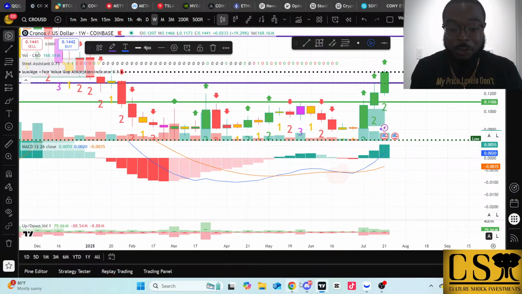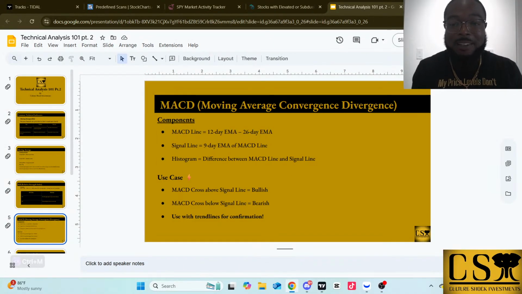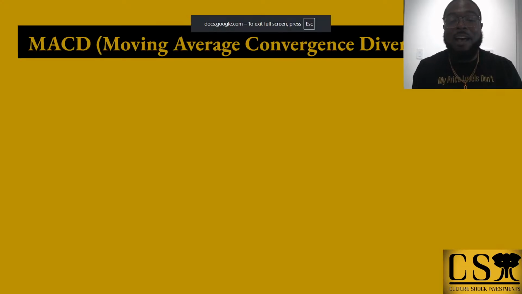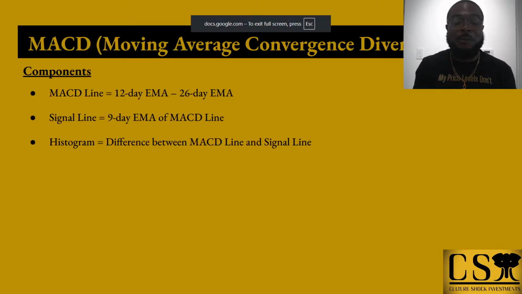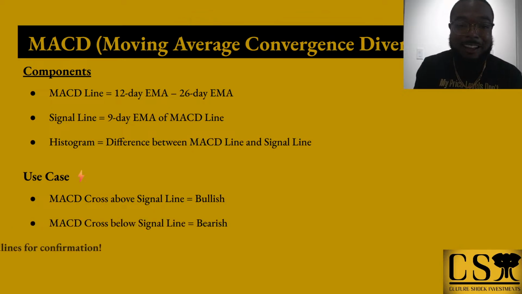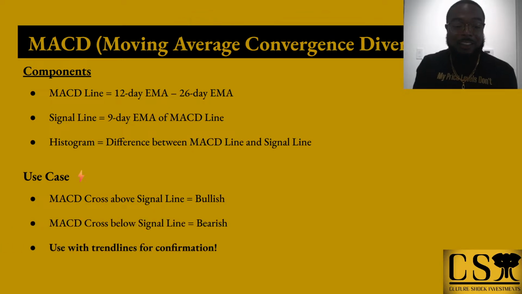Now, there's no one indicator that's going to give you the tell-all for what's about to happen with a stock. But these compounded on top of each other are going to help you have a better idea of what's to come in the stock's price movement. So like I said, you want to use this with price levels and trend lines like we talked about in part 1 of technical analysis. You want to use those together for confirmation.